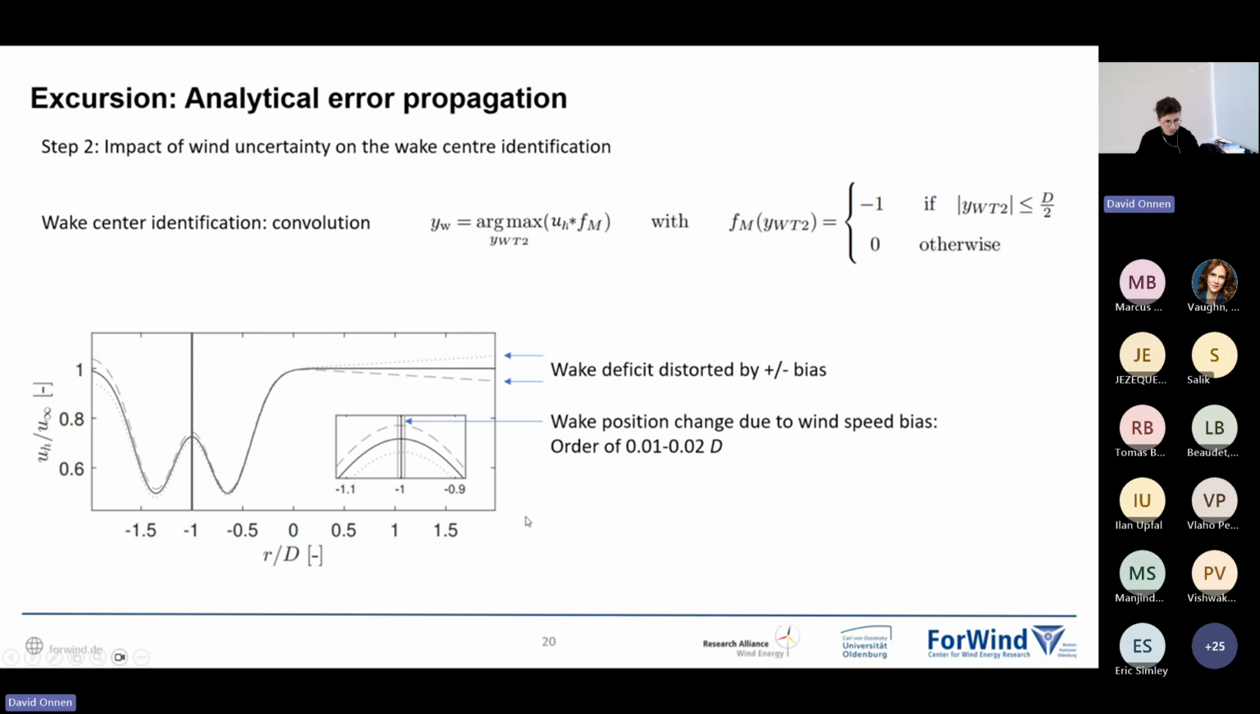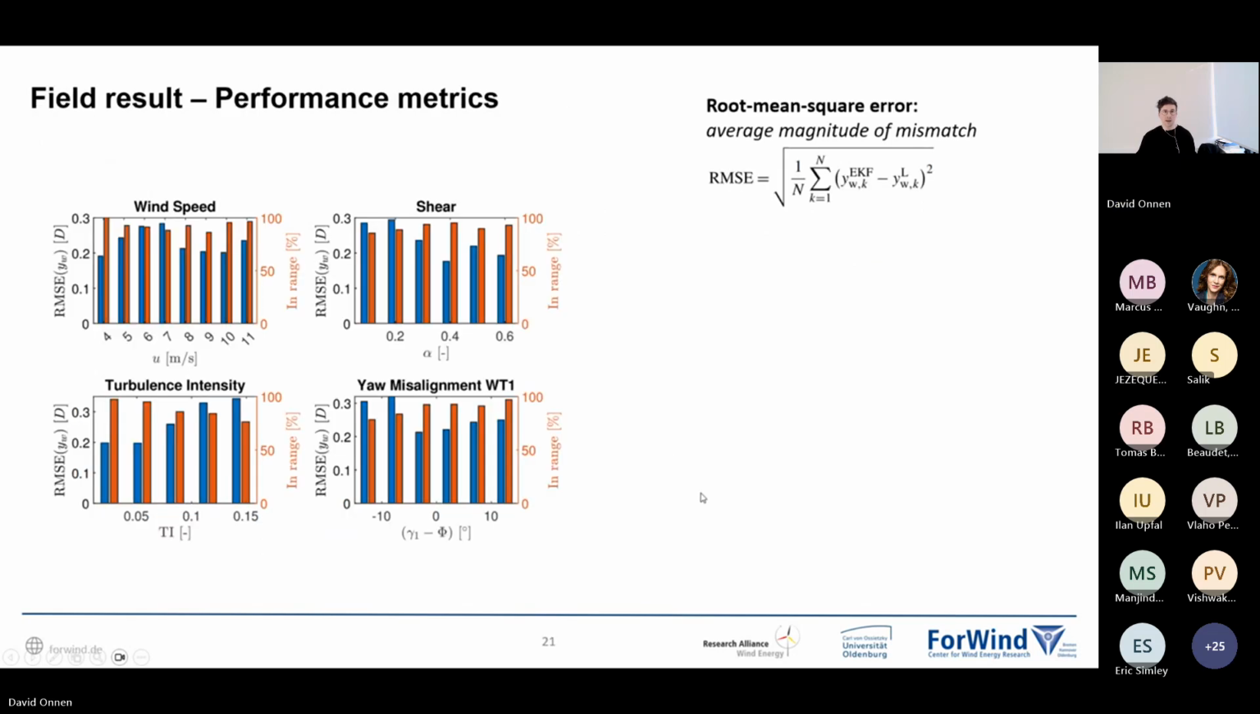So in the end, we have an uncertainty of the lidar wake position which varies, but it's usually on the order of 5% of the rotor diameter when you combine the pole position uncertainty and this identification uncertainty.